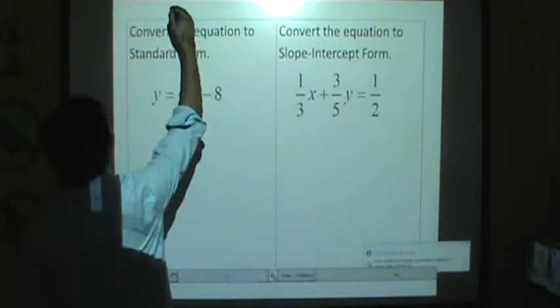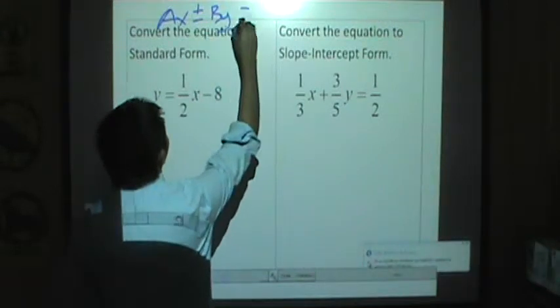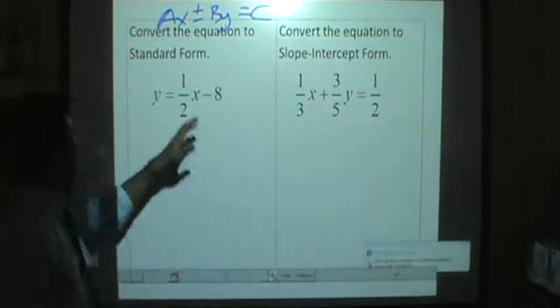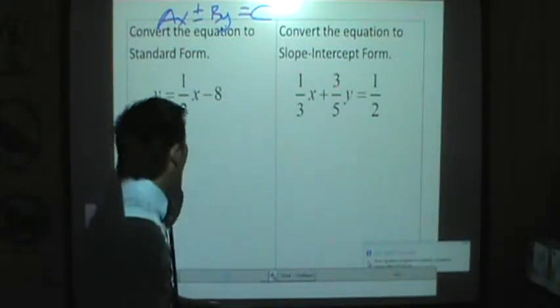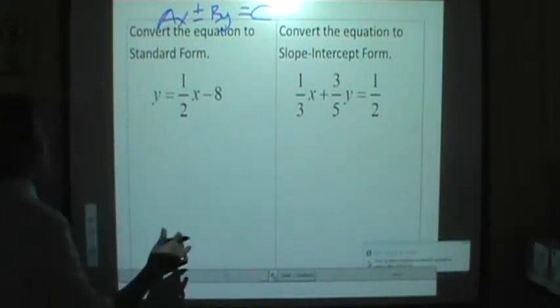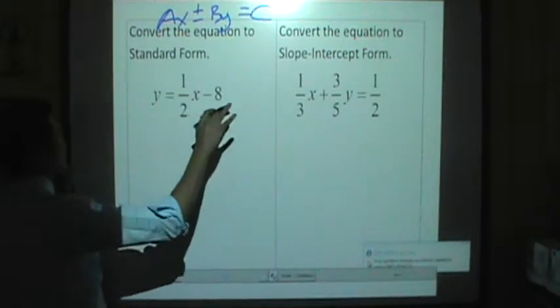writing an equation in ax plus or minus by equals c. That means your leading term must be positive. So here, because we all hate fractions, why don't we just get rid of that 2 first by multiplying the rest by 2?